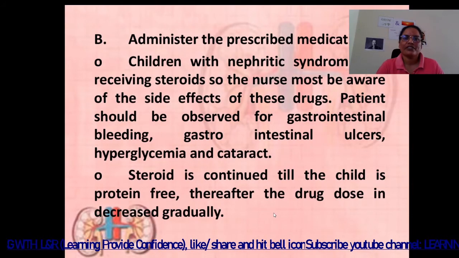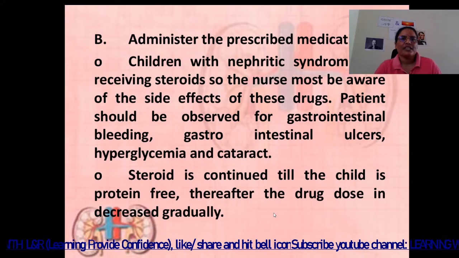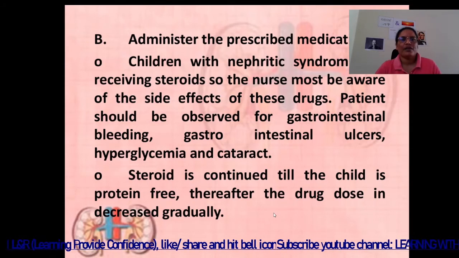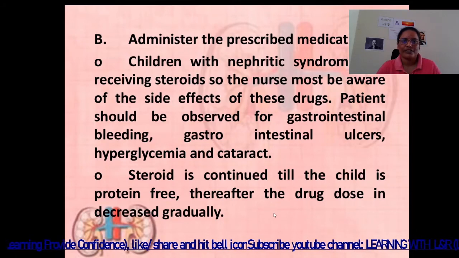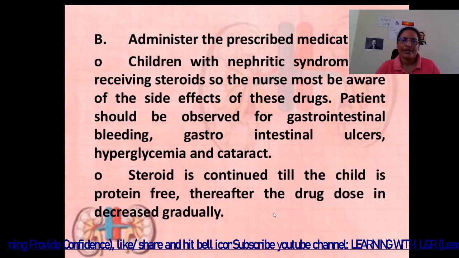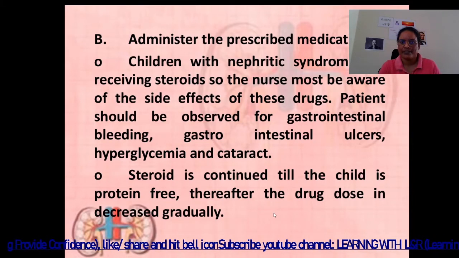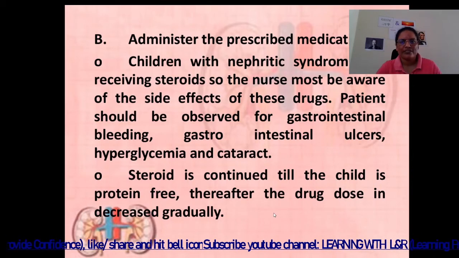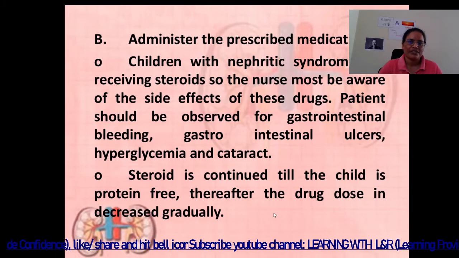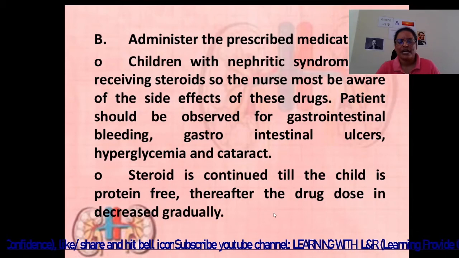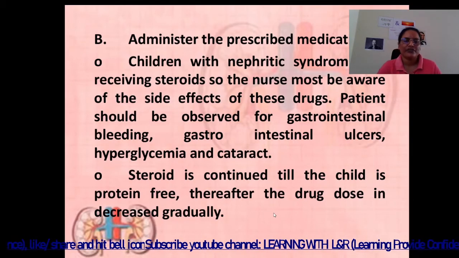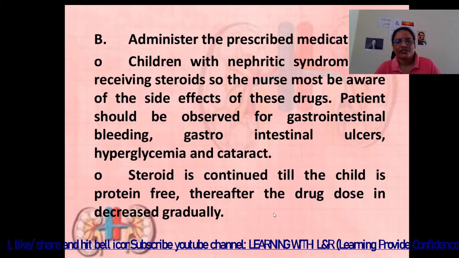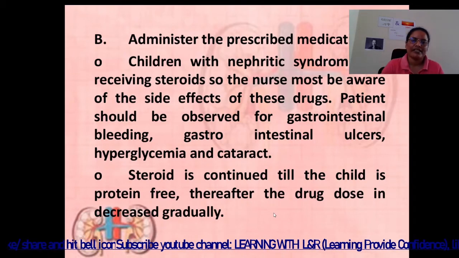Then administration of the prescribed medications. Children with nephrotic syndrome are receiving steroids, for example, prednisolone in divided doses. So the nurse must be aware of the side effects of these drugs. Patient should be observed for gastrointestinal bleeding, gastrointestinal ulcers, hyperglycemia and cataract. Steroid is continued till the child is protein free. Thereafter, the drug dose is decreased gradually.